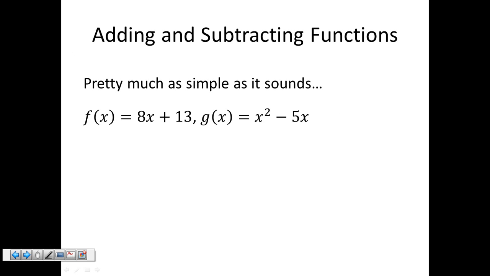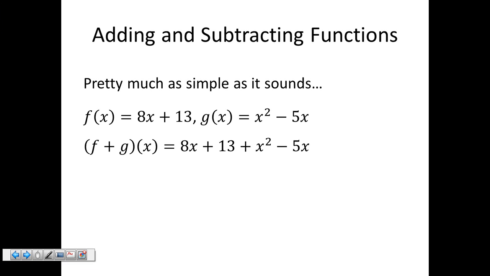It's pretty much as simple as it sounds. We want to take f of x equals 8x plus 13, and we want to add g of x equals x squared minus 5x. Now, that means that we're going to symbolize it with f plus g of x, which just means take the whole thing f of x and add the whole thing g of x.